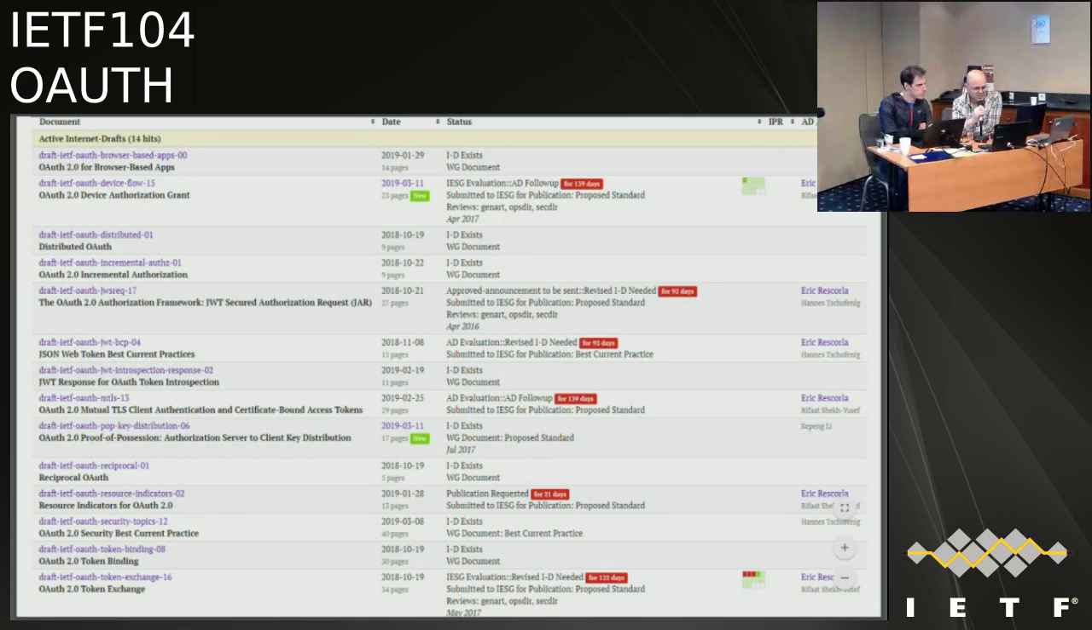Distributed OAuth, I don't think there was any recent update on this one, and incremental OAuth 2. The main author recently changed job, and unfortunately was not able to come to this meeting, so we'll have to find out whether there's someone who can support this work, which originally started at Amazon. We'll have to figure this out. He didn't say anything, so let's wait for him.